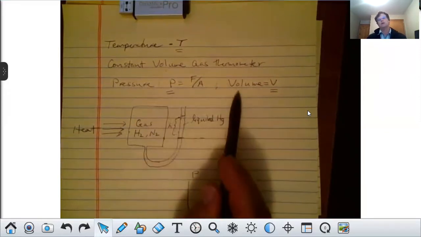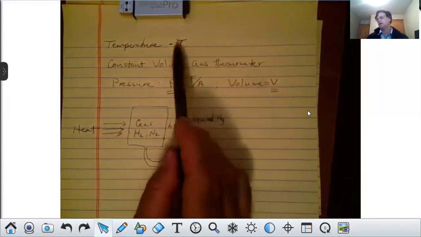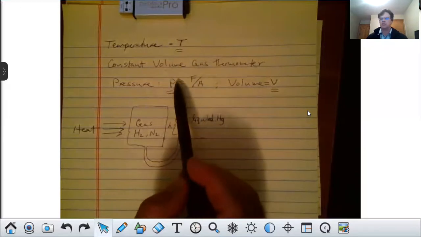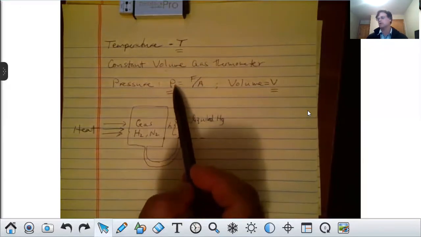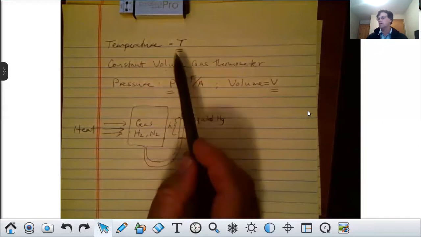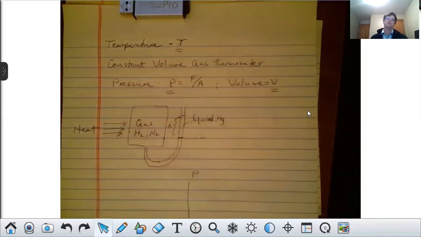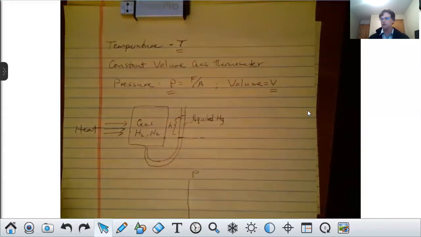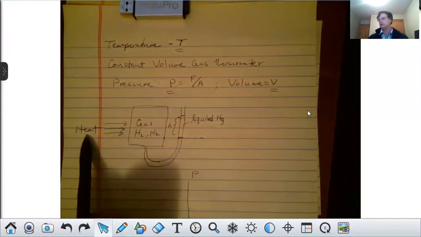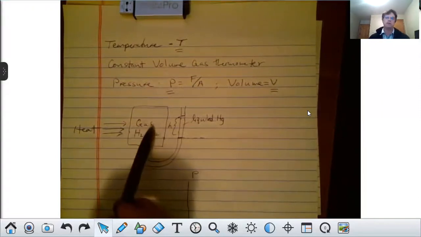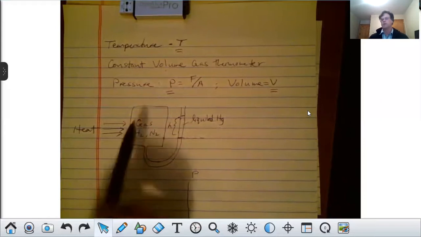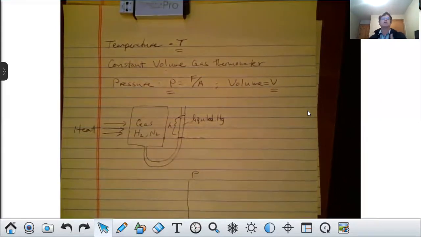Now, things about gases also depend on the volume of the gas. So as we'll find when we talk about gases, we'll talk in terms of three variables often: pressure, temperature, and volume. We'll also talk about heat and define that, but basically what we're going to talk about with respect to the constant volume gas thermometer is that by adding heat, we're going to increase the temperature.